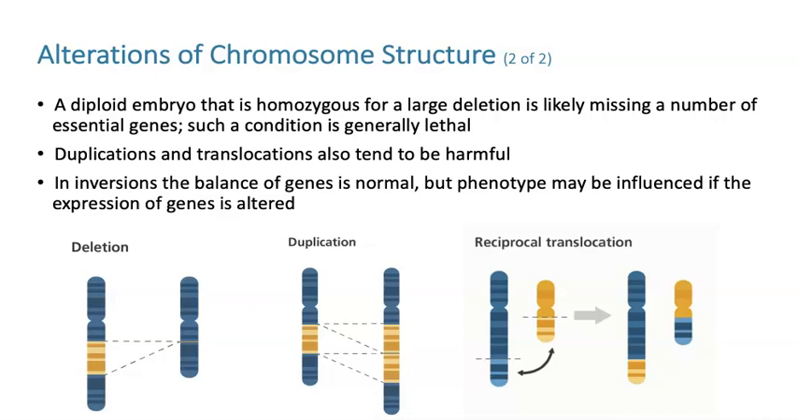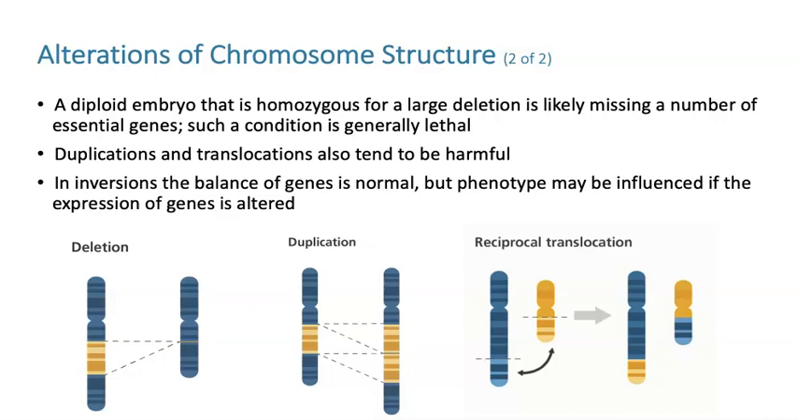Let's take a look at things in another way here. If you are a diploid embryo and you are homozygous for a large deletion, it's likely that you're missing a huge amount of important genes, and that would be lethal. And so that would result in a spontaneous abortion. Duplications and translocations do tend to be harmful, but don't necessarily end in spontaneous abortions.